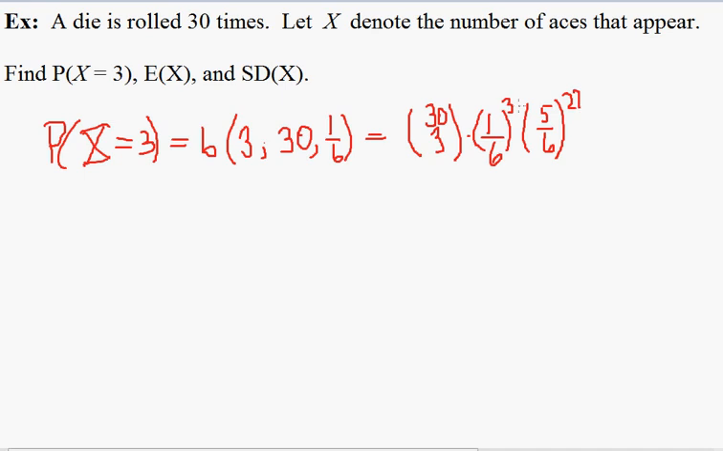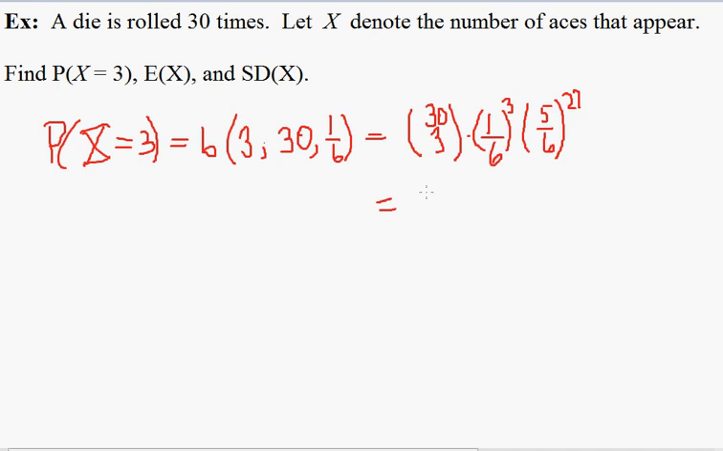So the exponent 3 denotes the number of successes. The exponent 27 denotes 30 minus 3, the number of failures. 1/6 is the probability of success, 5/6 is the probability of failure, and I multiply by this combinatorial coefficient 30 choose 3 for the number of ways that you could get 3 successes in 30 trials.